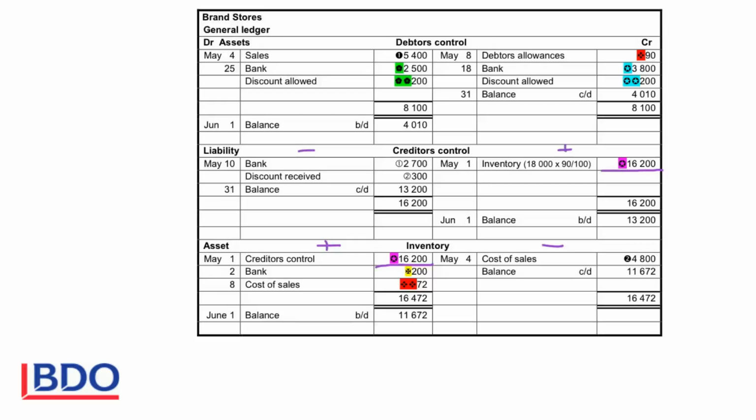The word that I write in the creditor's control account is inventory to indicate that this double entry appeared in the inventory account. And in the inventory account, I will use the word creditor's control to indicate that the double entry was completed in the creditor's control account.